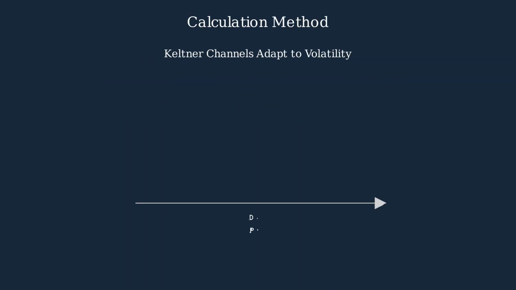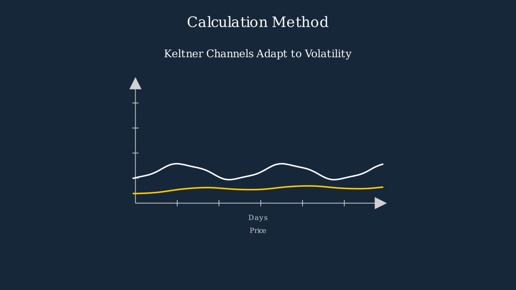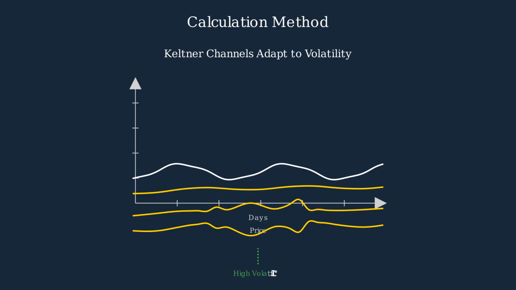Let's visualize how Keltner channels adapt to changing market conditions. First, we plot the price action of the security. The middle line is the 20-period exponential moving average of price. The upper and lower channels are constructed by adding and subtracting a multiple of the ATR from the middle line. Notice how during periods of high volatility, the channels widen as the ATR increases. Conversely, during periods of lower volatility, the channels narrow as the ATR decreases.